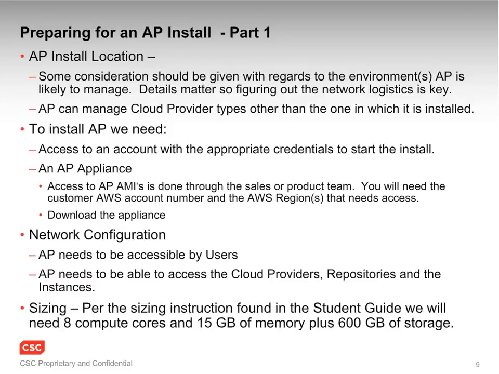As we sort of alluded to before, network configuration is critical. Agility platform has to be accessible by any users that will need to access it. It needs to be able to communicate with the cloud providers, repositories, instances, other collectors. So as you can see, this is a very considerable component of setting up Agility Platform.